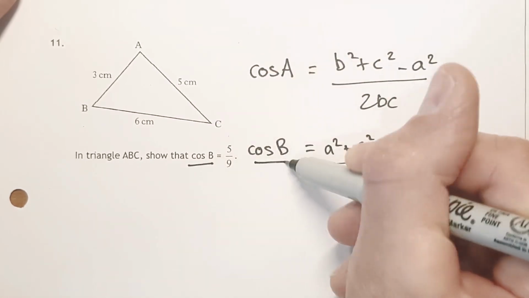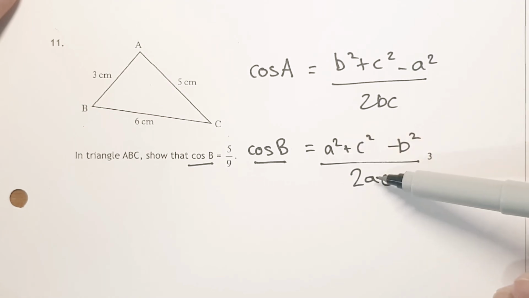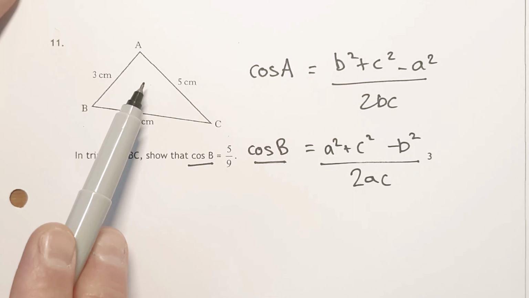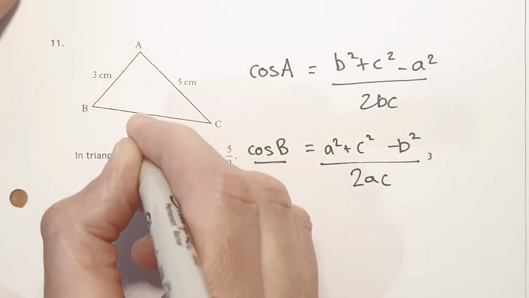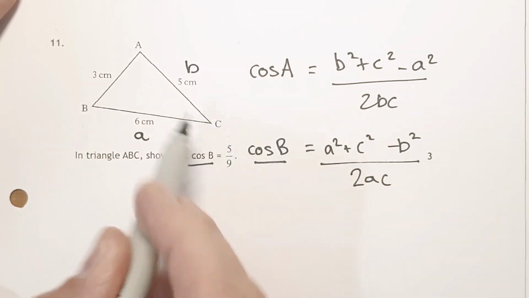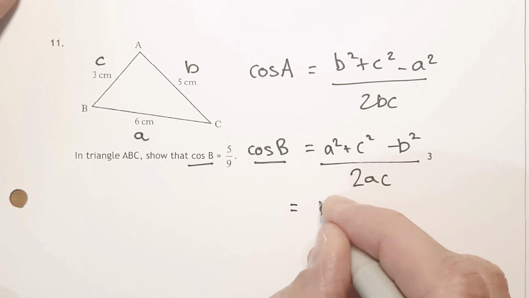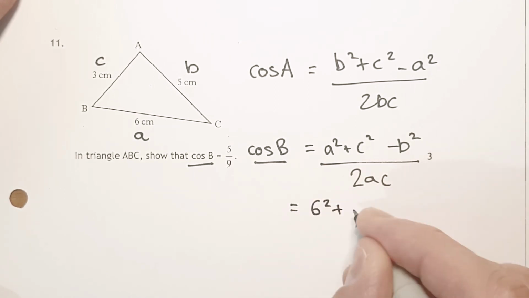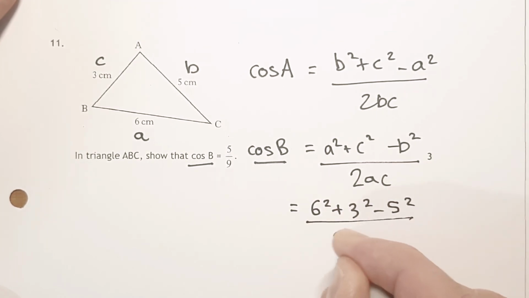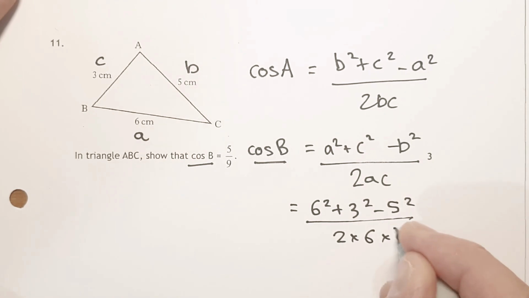So essentially all I need to do here is sub in the values for a, b and c into that and tidy it all up, and it should give me 5/9 if I've done everything correctly. Now going back to the triangle, if that's angle A, that's side a. Angle B, so side b. Angle C, side c. So that's going to be 6 squared plus 3 squared minus 5 squared over 2 times 6 times, what was it, c, 3.